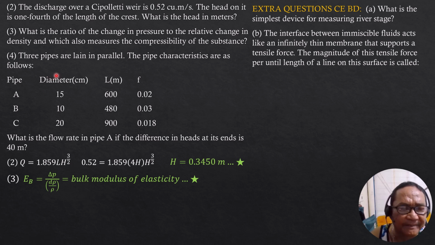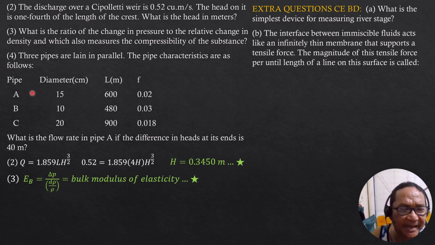Problem 4, three pipes are laid in parallel. The pipe characteristics are as follows. So we have pipes in parallel. And what is the flow rate in pipe A? This is pipe A, if the difference in heads at its ends is 40 meters. So the difference in heads at its ends is also the head loss of that pipe, which is equal to the head loss of the other pipes because they are laid in parallel.